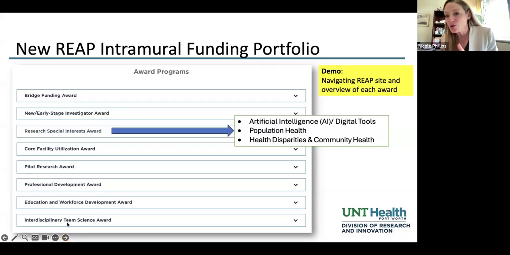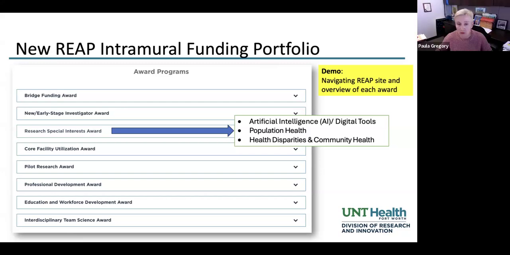Okay, so this one though, that's a good question. A good point that Becky's making. For those of you who have already heard, it's no secret, the email has come out. There is an interdisciplinary team science award that is for UNT Health, UNT Denton collaborations. It's very specific for faculty between those 2 units. We'll talk about that a bit more later, but the one that's linked here on the REAP website is just a local intramural for UNT Health only. So we have 2 different types of ITS grants. Okay. Cool.